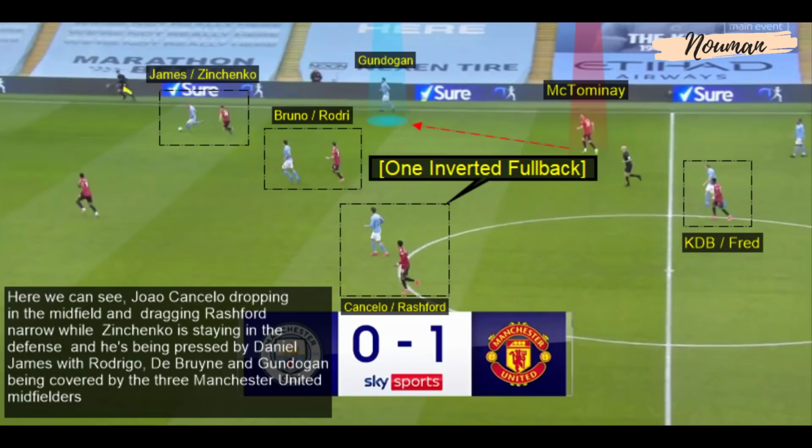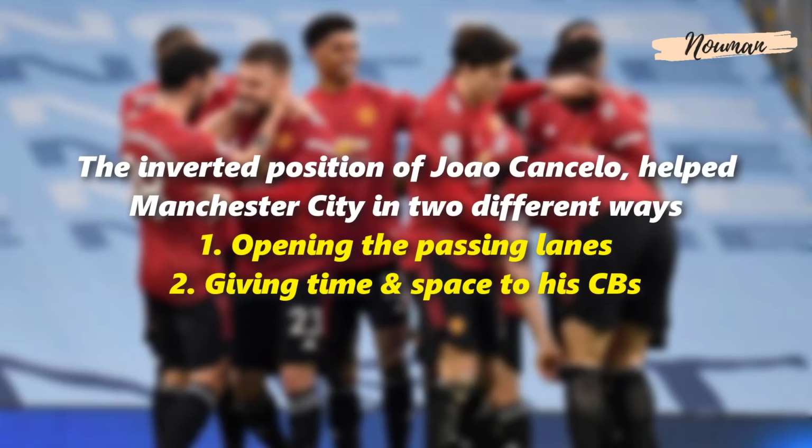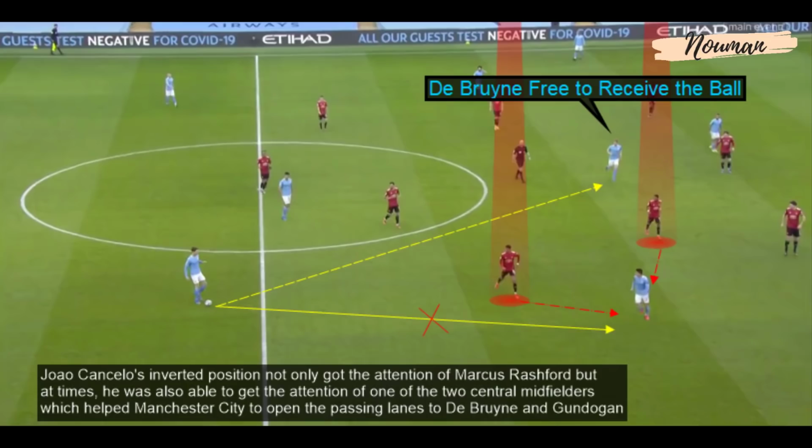Here again, Joao Cancelo dropping in the midfield and dragging Marcus Rashford narrow, while Zinchenko is staying in the defense and he is being pressed by Daniel James, with Rodrigo, De Bruyne and Gundogan being covered by the three Manchester United midfielders. The inverted position of Joao Cancelo helped Manchester City in two different ways. Number 1, opening the passing lanes, and number 2, giving time and space on the ball to his centre-backs.